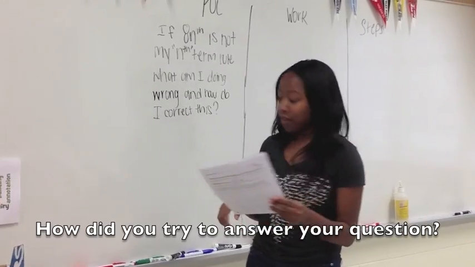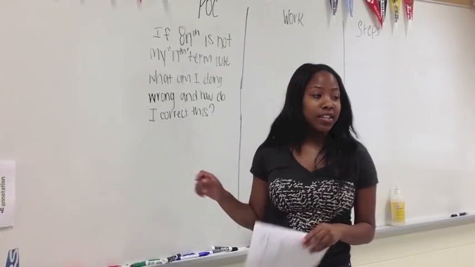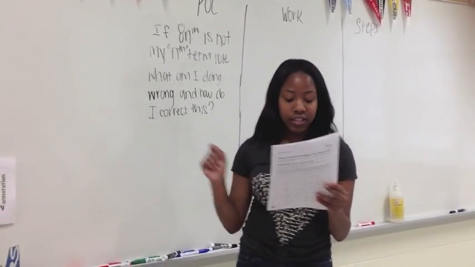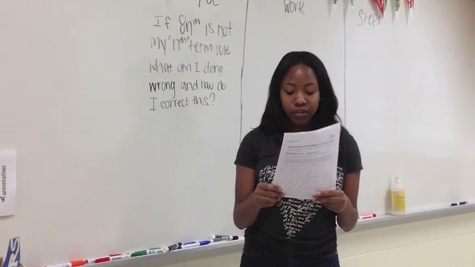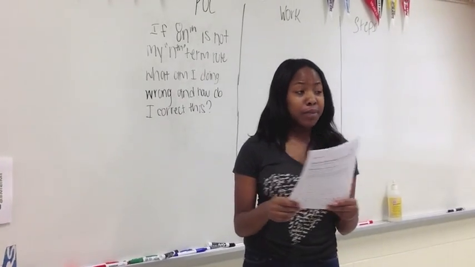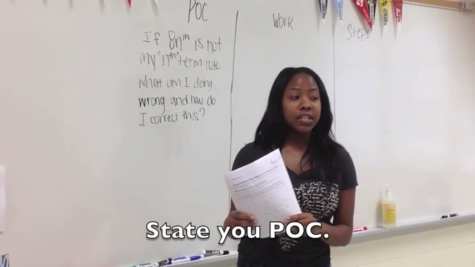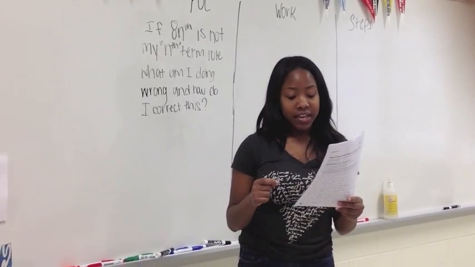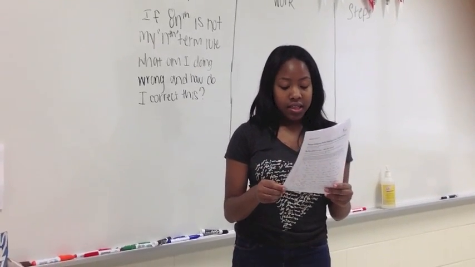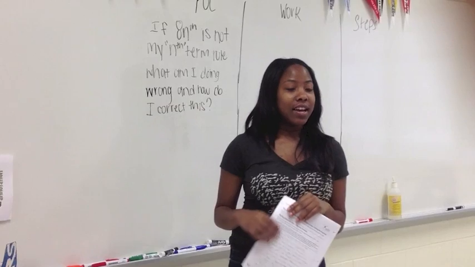I've tried to solve my answer by finding the difference between each number in the sequence, and I keep getting the wrong answer. So my point of confusion is, if it's not what I'm finding as 8n, then what am I doing wrong and how can I correct this?